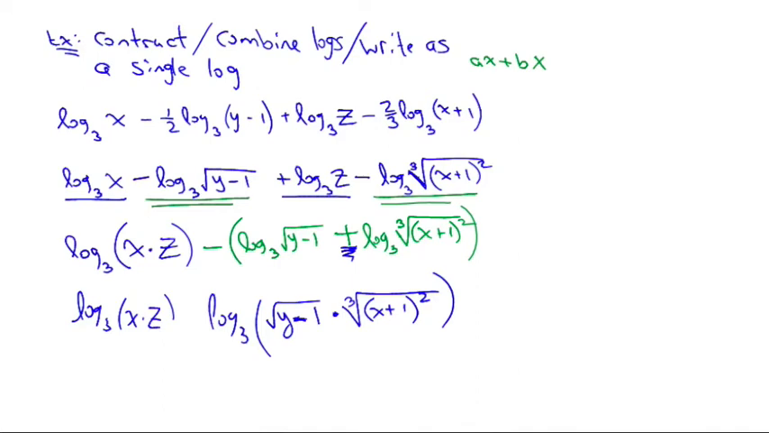All right, so this is one log, this is another log, and between them is subtraction. So what does that turn into? Division. So this one stays in the top and the other one goes in the bottom. So you get log base 3 of x times z all over the square root of y minus 1 times the cube root of x plus 1 all squared.